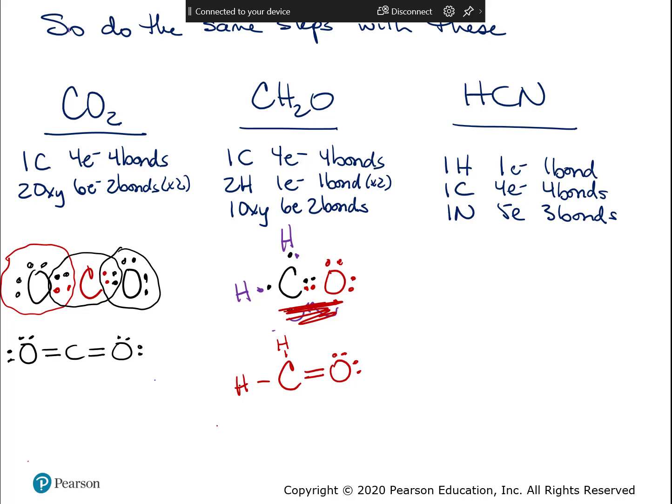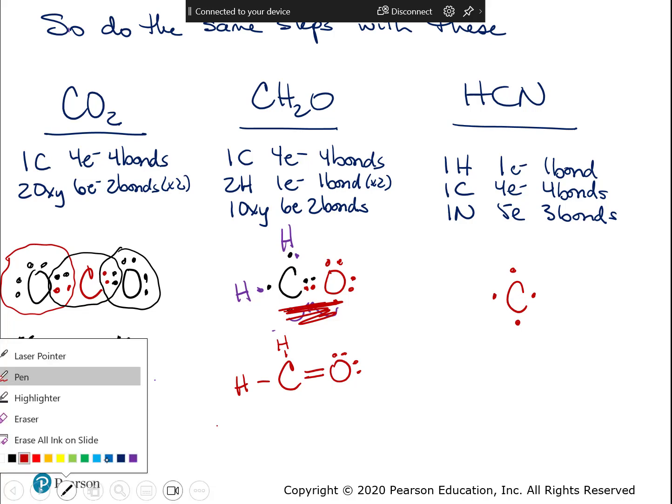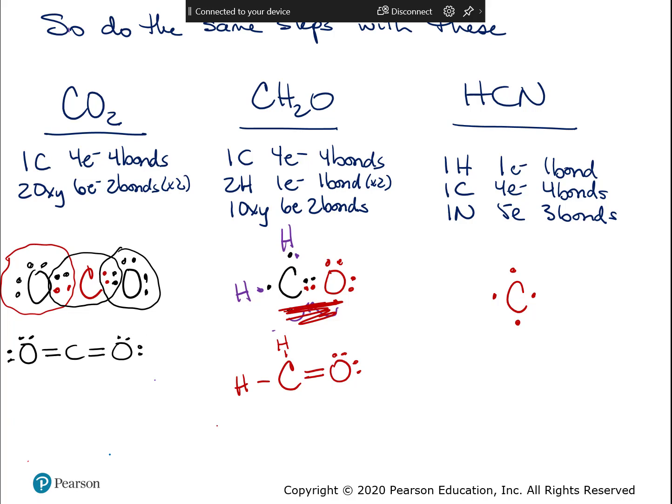Last one. So last one, which do I start with? Carbon, because carbon is the one that needs the most bonds. And then I'm going to add nitrogen, because nitrogen needs 3 bonds.